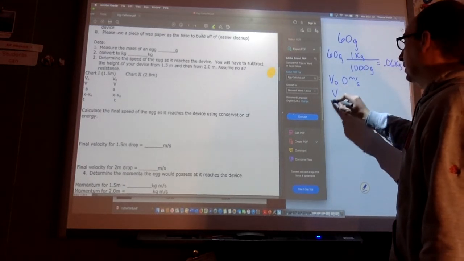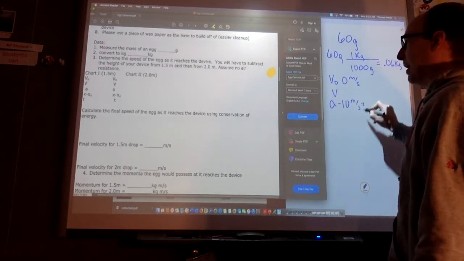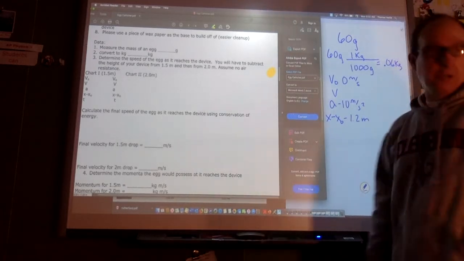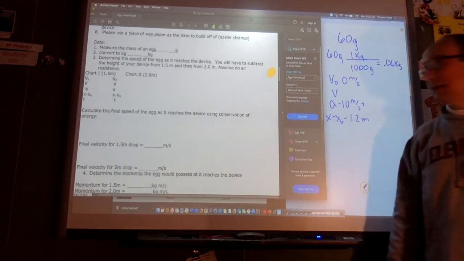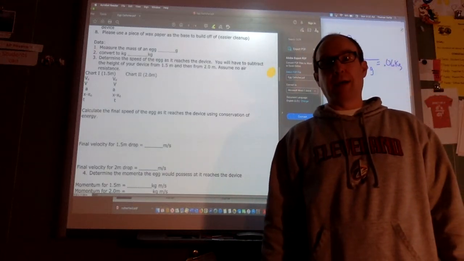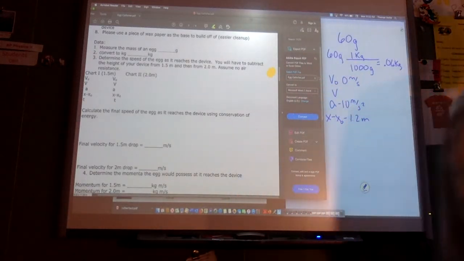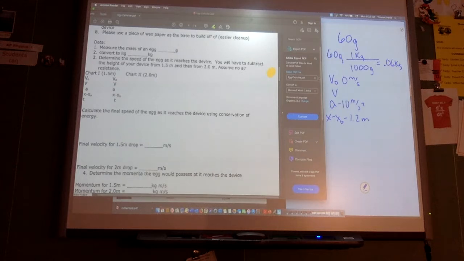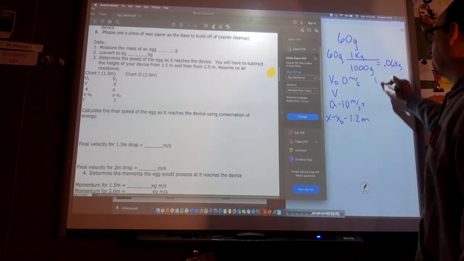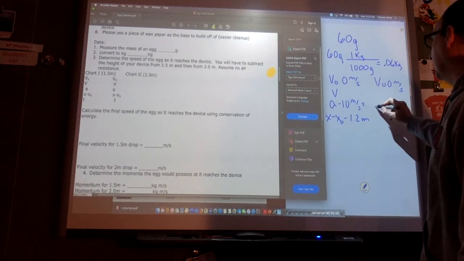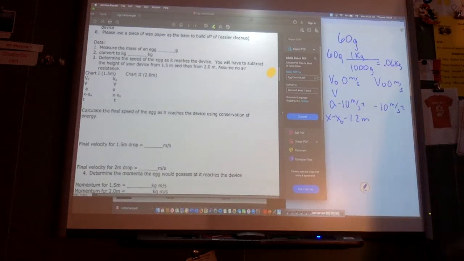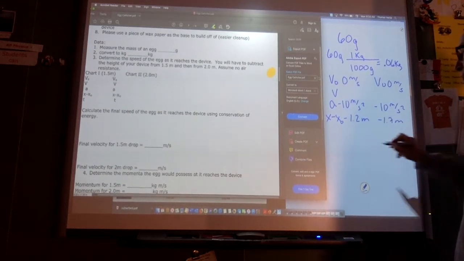So for my first chart, which is for the 1.5 meter drop, my initial velocity is going to be 0. My acceleration is going to be -10. And the distance that I'm going to drop is going to be -1.2. So even though I'm dropping it from 1.5 meters, I'm going to cut off that 30 centimeters because it's going to be a different math problem once it actually gets to the device. For my other chart, my 2-meter chart, it's going to be 0 meters per second, -10 meters per second squared, and now this is going to be a 1.7 meter drop.